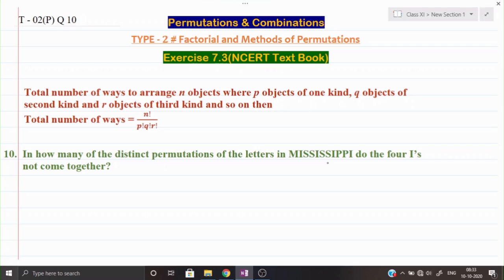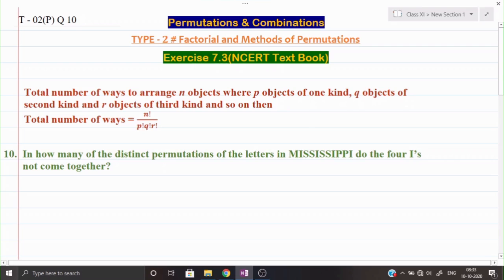As you can see, at the beginning of the topic it is given: total number of ways to arrange objects where p objects are of one kind, q of second kind and r of third kind, and so on, then total number of ways is factorial n upon factorial p into factorial q into factorial r. Here n is the total number of letters. In the word Mississippi, how many letters are there? If we count, M-I-S-S is 4, again I-S-S-I is 4, and then plus 3, so total 11 letters are given to us.